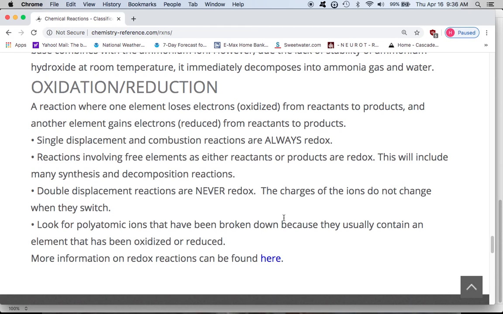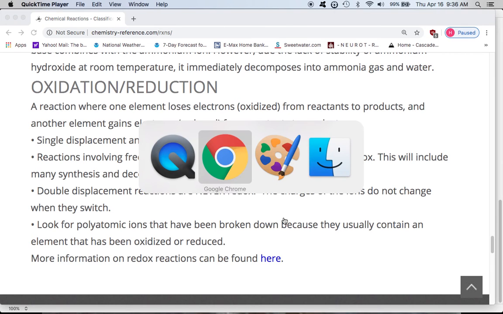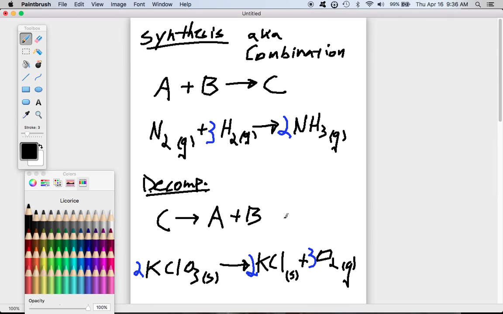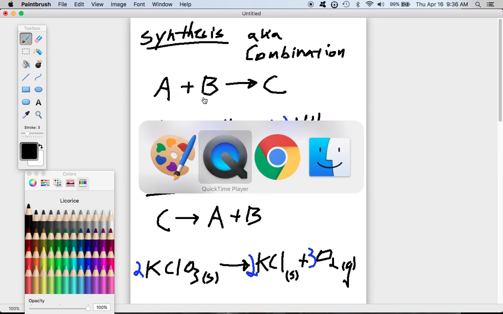Single displacement and combustion reactions are always redox. In both of those reaction types, there's always an exchange of electrons. Reactions involving free elements as either reactants or products are also redox. So if I look back at my drawing here, nitrogen and hydrogen are free elements, so that has to be a redox reaction. There's an exchange of electrons right there in my synthesis reaction.